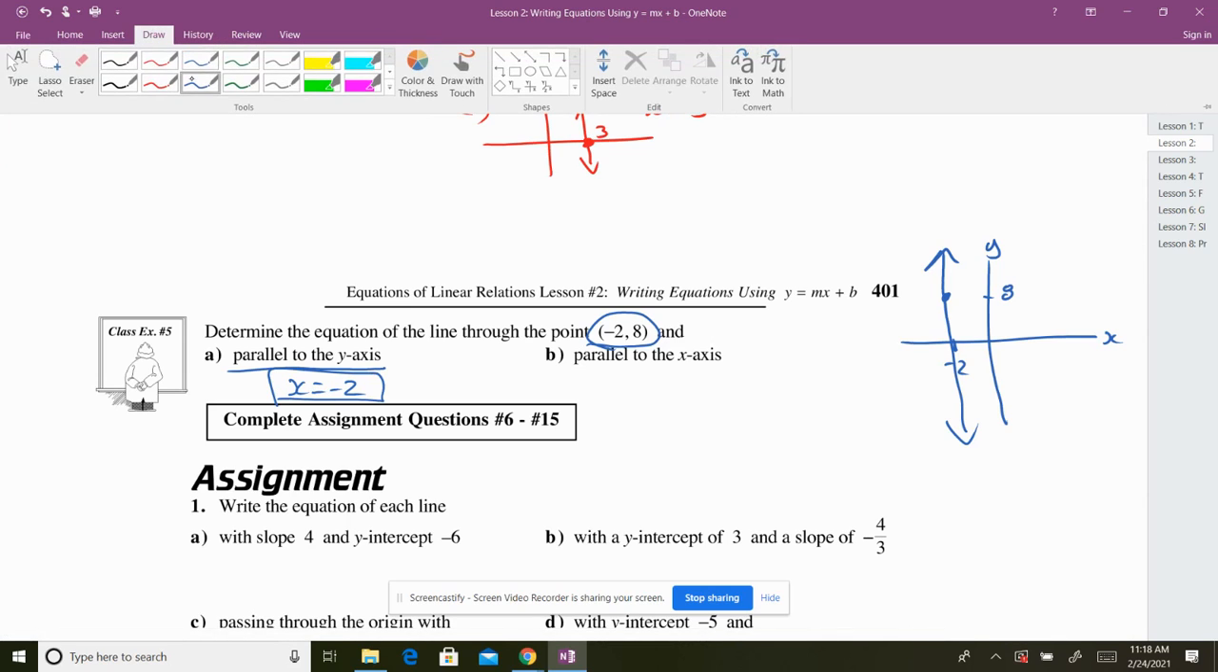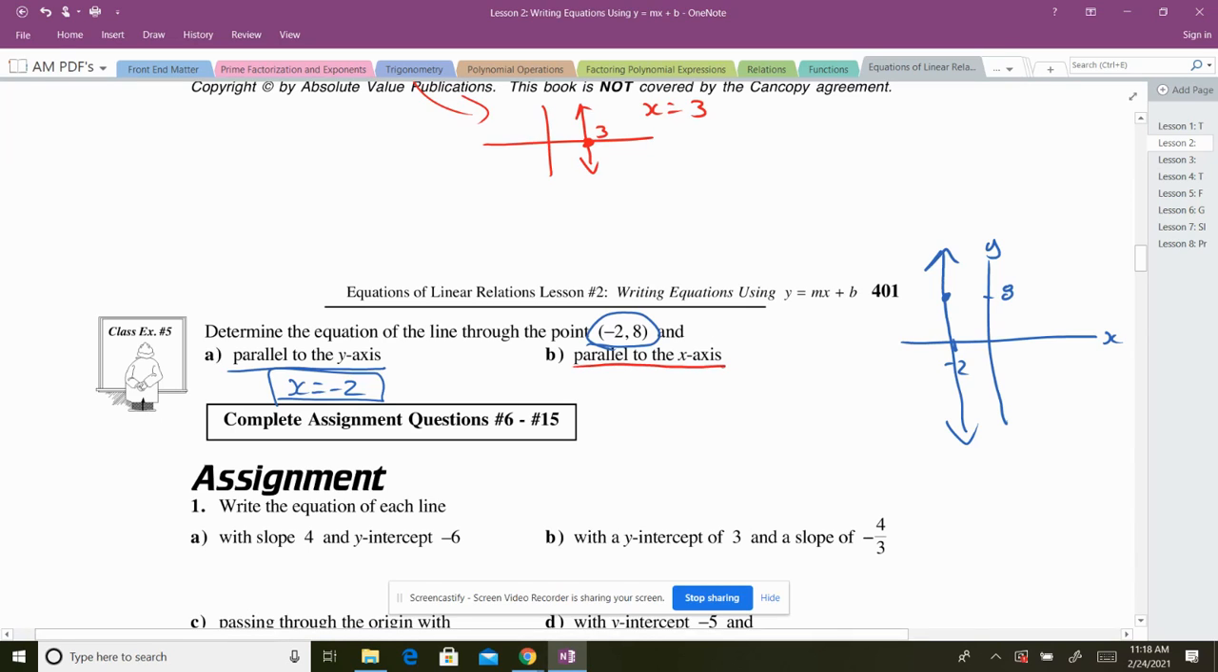Now, if they use the same point, but they say it's parallel to the x-axis, the x-axis is the horizontal. So it's like this. So what is the equation of that line? Y is equal to 8. That's it. Okay? Verticals are x equals a number. Horizontals are y is equal to a number. And just be careful with parallel and perpendicular, which axis. That's a good test question, so be aware of those. I would like you to do 8, 9, 10, and 12.